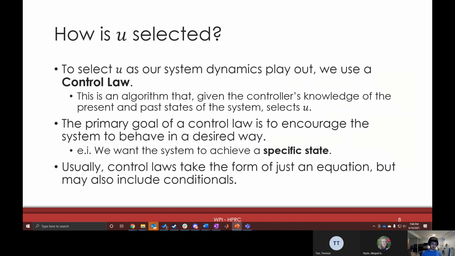The primary goal of a control law is to encourage the system to behave in a desired way. Usually this means we want the system to achieve a specific state. And usually control laws take the form of just an equation, but oftentimes they also have things like conditionals and other programming type features.